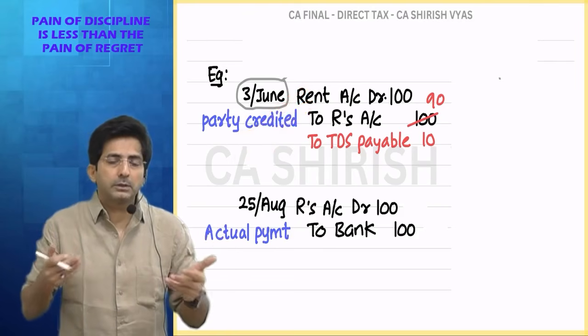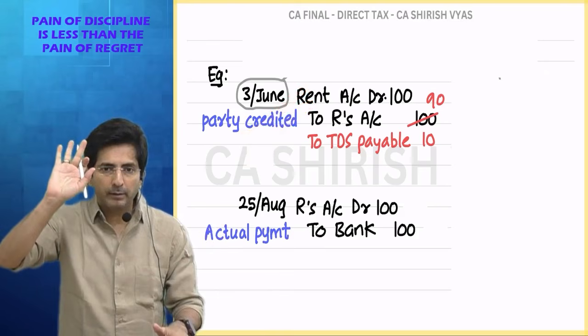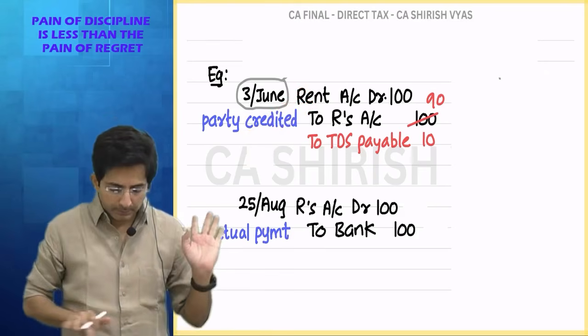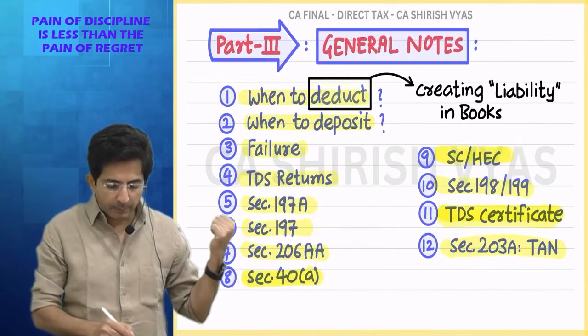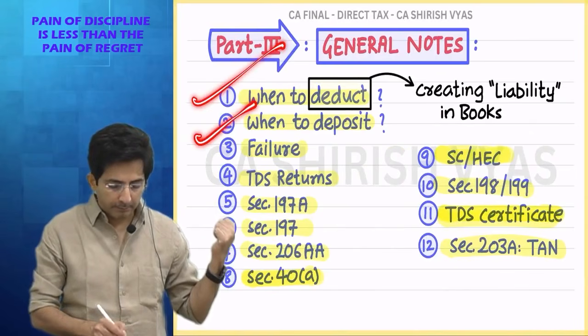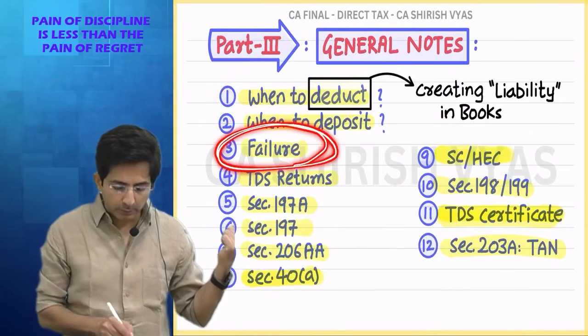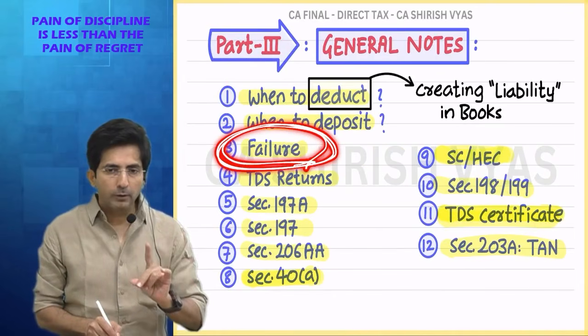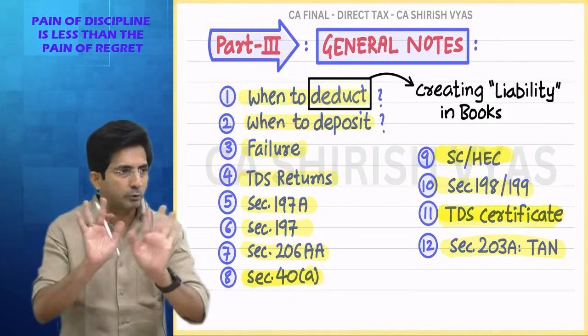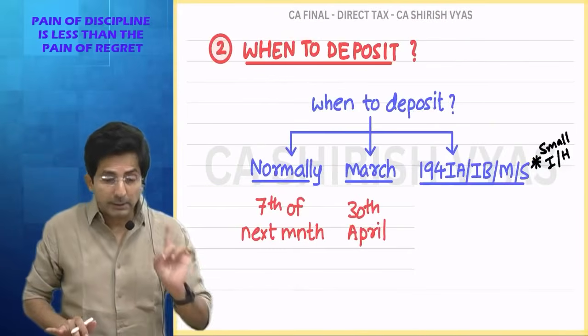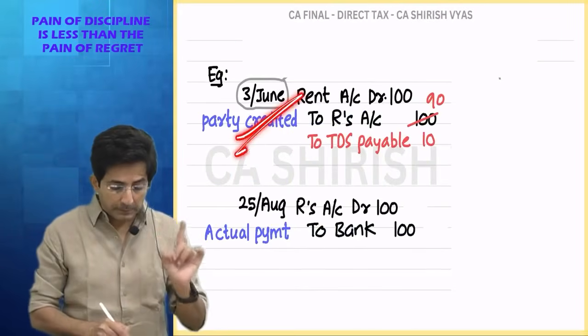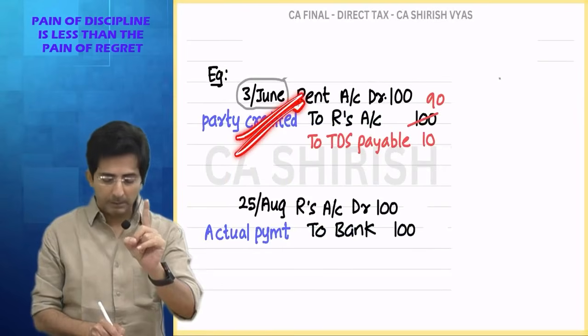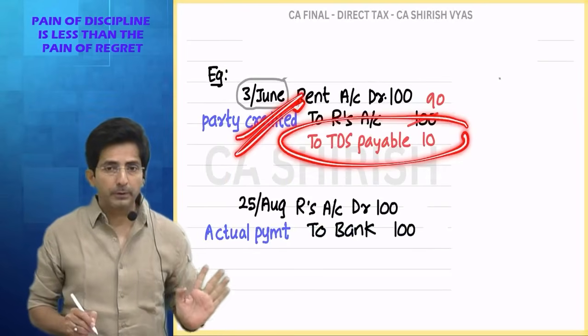See, what are the consequences? That is my next point. Let me not mix up right now. After I explain when to deduct and when to deposit, I will explain the consequences of the failure. So consequences of not following the rule I will discuss separately. Right now let's not mix it. Right now you just respect one rule, that precisely on 3rd June in my books TDS liability should appear.